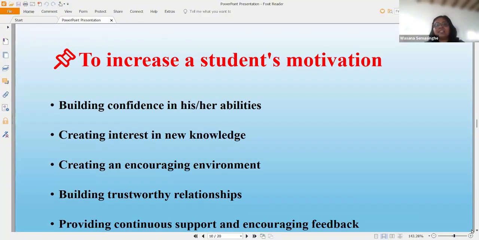To increase students' motivation, these factors affect. The first thing is building confidence in the student's ability, creating interest in new knowledge, creating an encouraging environment, building trustworthy relationships, providing continuous support and encouraging feedback. How do we do that? Can you simply explain?